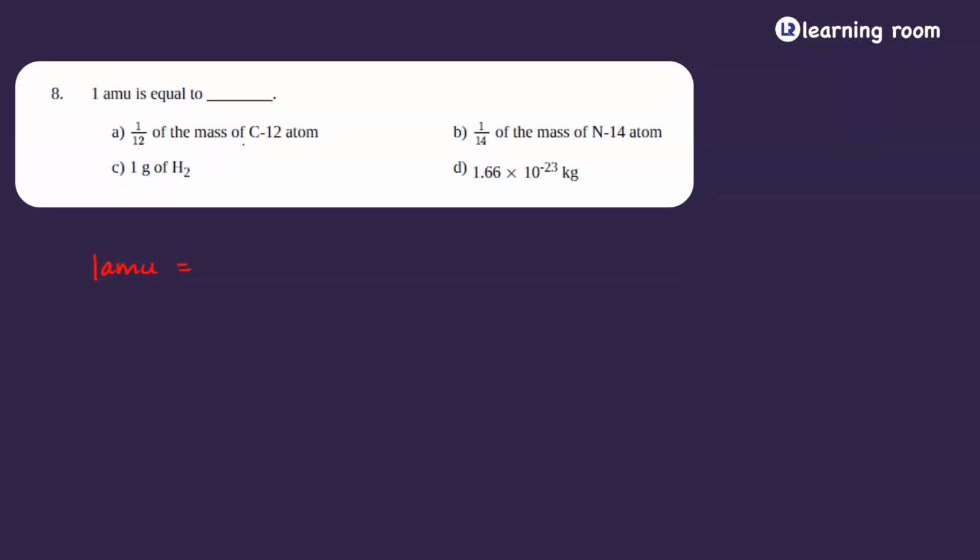Next question. 1 AMU is equal to 1/12th the mass of carbon atom, 1/14th of the mass of N14 atom. Both the answers are right. Just a minute. Can I ask for this question? Both the answers are right. A and B, both are correct. Clear?